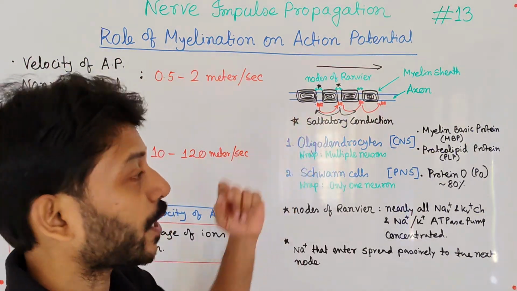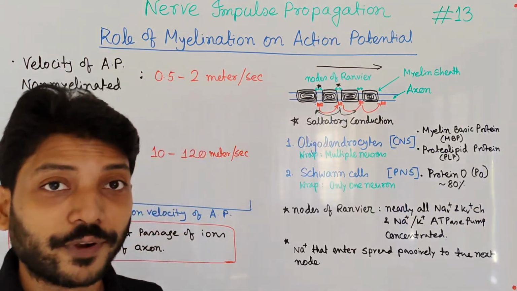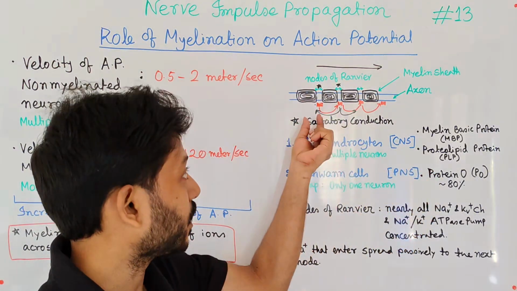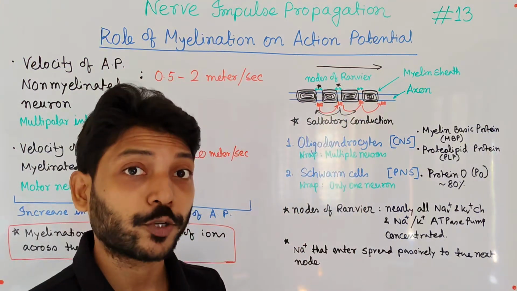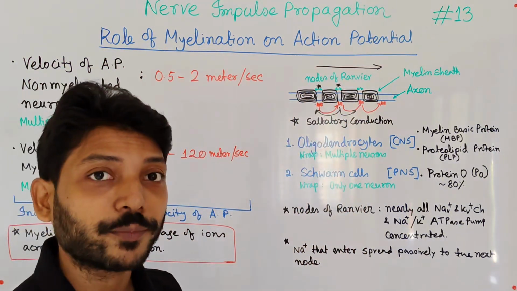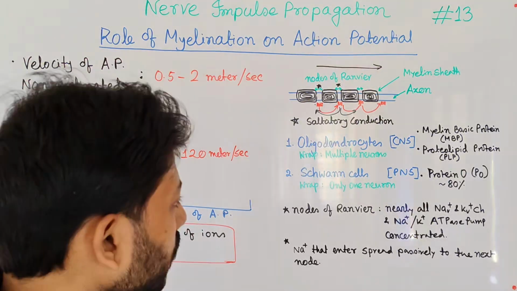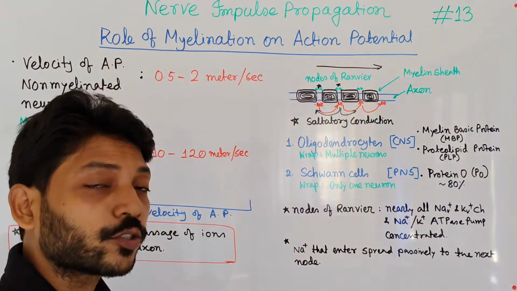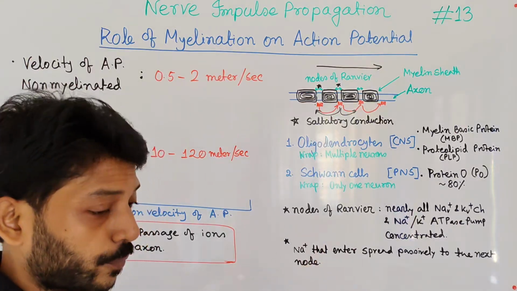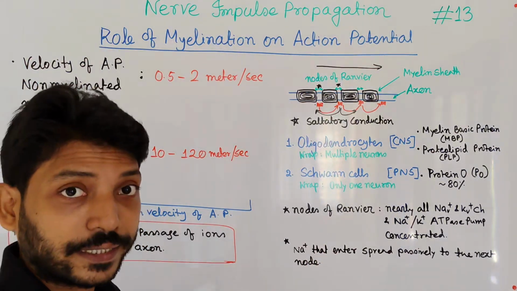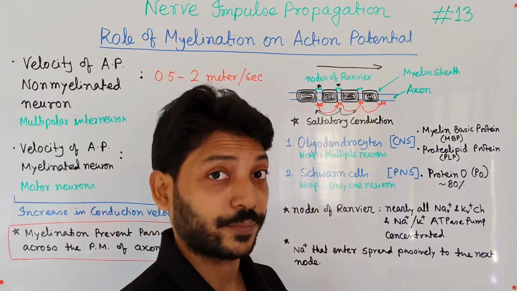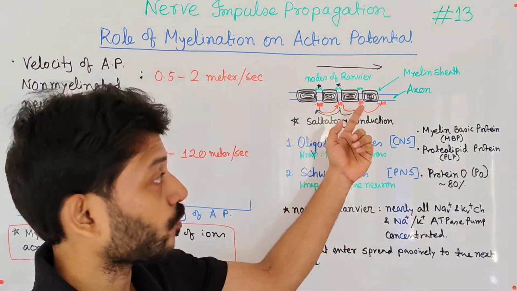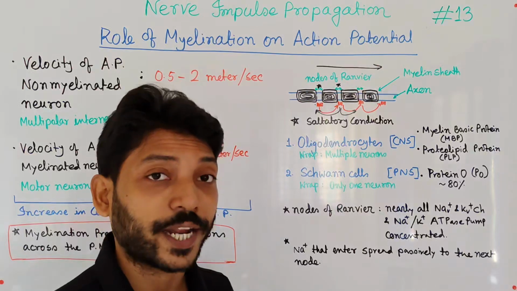If we see the microscopic structure of the axon, you will find that myelin is not wrapped all around the axon. There is a small gap, approximately 1 micrometer, called the node of Ranvier, where there is no myelin sheath. The nodes of Ranvier are very important because nearly all the voltage-gated sodium channels, potassium channels and sodium-potassium ATPase pumps are concentrated here. So this is the site where action potential can be generated. Another site is the axon hillock, but the nodes of Ranvier can also be a site where action potential could be generated.